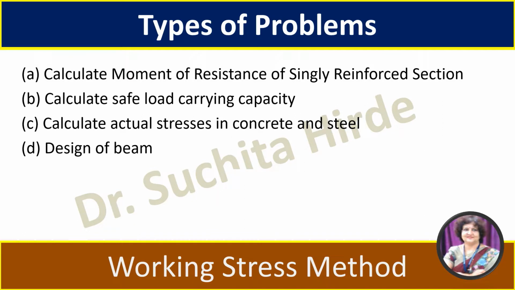What is the main difference in analysis type problem and design type problem? It is that in analysis type problem we know the dimensions of the beam section, already we know the section size, whereas in design type of problem we have to decide the beam section.